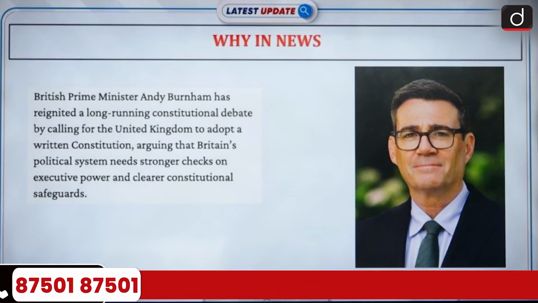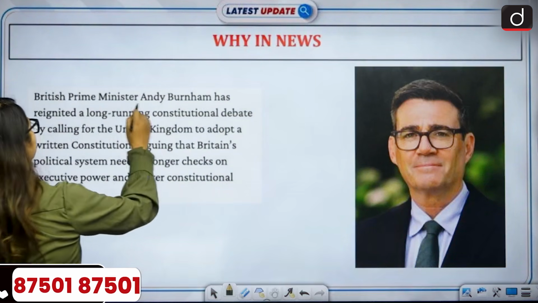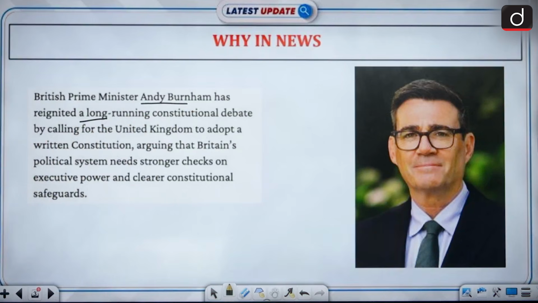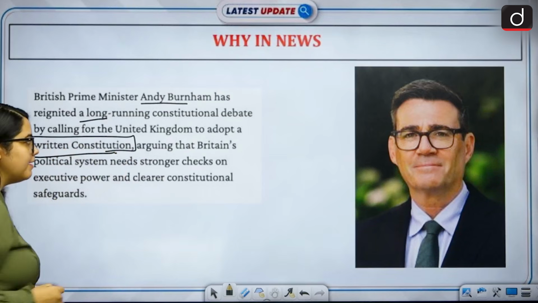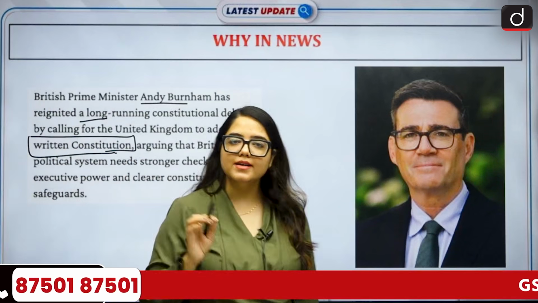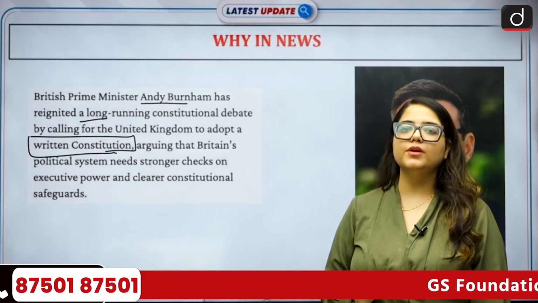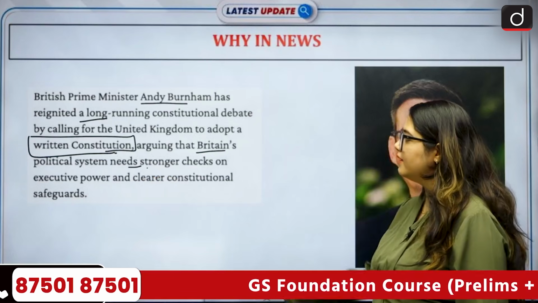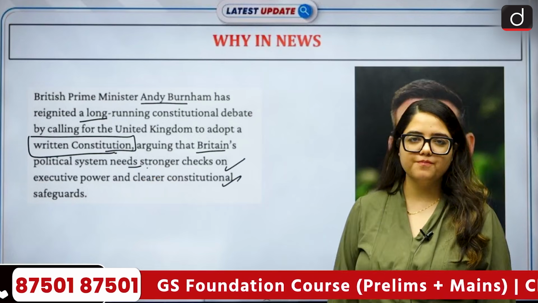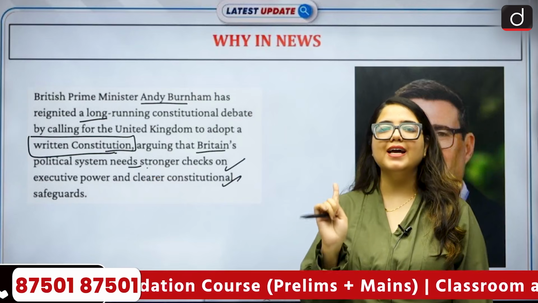Why is it in the news? Because the British Prime Minister Andy Burnham has reignited the constitutional debate by calling on the United Kingdom to adopt a written constitution. He's saying that you should have a written constitution. Why is he saying that? He put forward an argument saying that Britain's political system needs stronger checks on executive power.